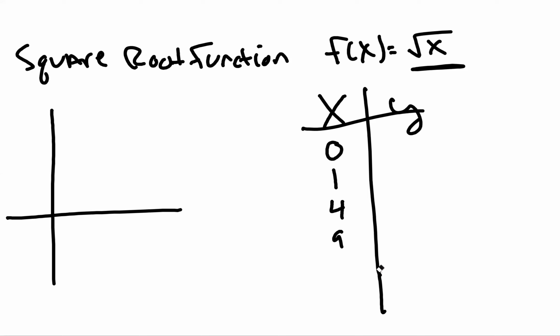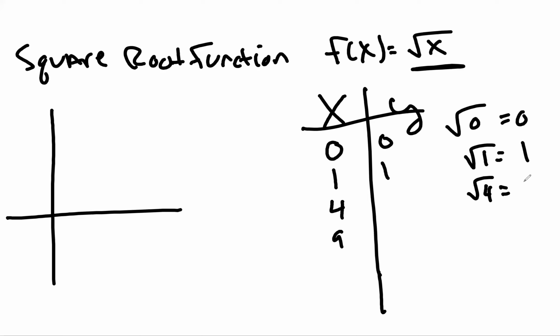Okay, so here's what we're going to do. We're going to take the x's that we picked and pop them in right here. What is the square root of 0? Well, it turns out that it's just 0. What is the square root of 1? Well, it's just 1. What is the square root of 4? It's just 2. And what is the square root of 9? Well, that's just 3. And so now I have these nice, neat four points.